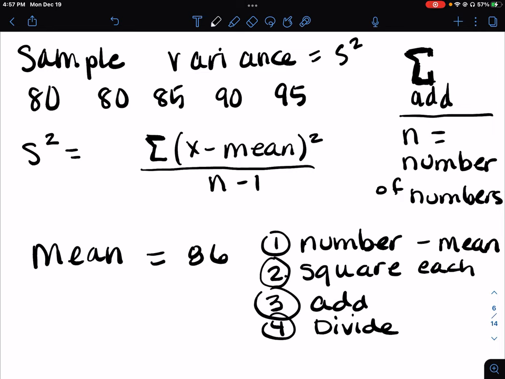The formula inside the parentheses, that means take each number, subtract the mean. Then you square each of those. Then you add. Okay, that's what that Greek letter means, is to add. And then you divide. Okay, for the sample variance, we divide by n minus 1. Okay, now we found the mean of these 5 numbers on a previous page, and it was 86.